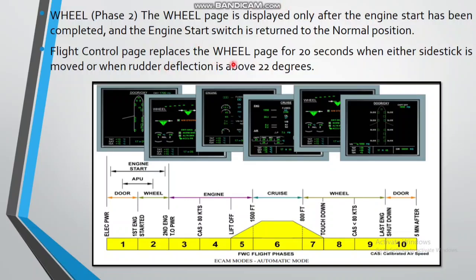The flight control page replaces the wheel page for 20 seconds when either side stick movement or rudder deflection is more than 22 degrees. After engine run up, once you give hand clearance, the captain will do the side stick test and flight control surface test. Once you move the side stick or the rudder deflection is more than 22 degrees, the flight control page will pop out automatically. This is another condition in phase 2. So from first engine start to takeoff power, the wheel page and flight control page will come.